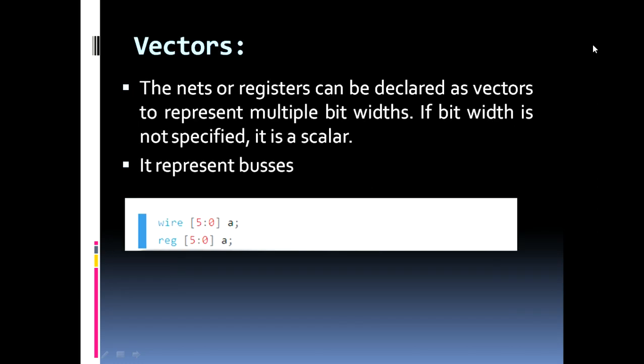Okay, then come to the vectors. A net or register can be declared as a vector to represent multiple bit width. If width is not specified, it is a scalar, and vectors represent buses. So this is the example of vectors.